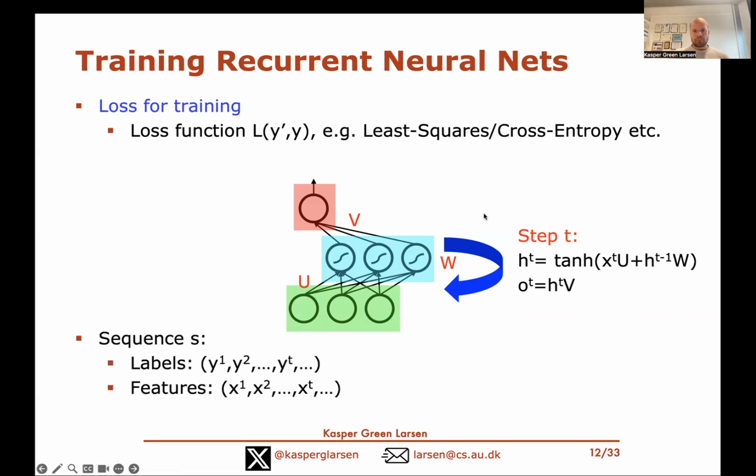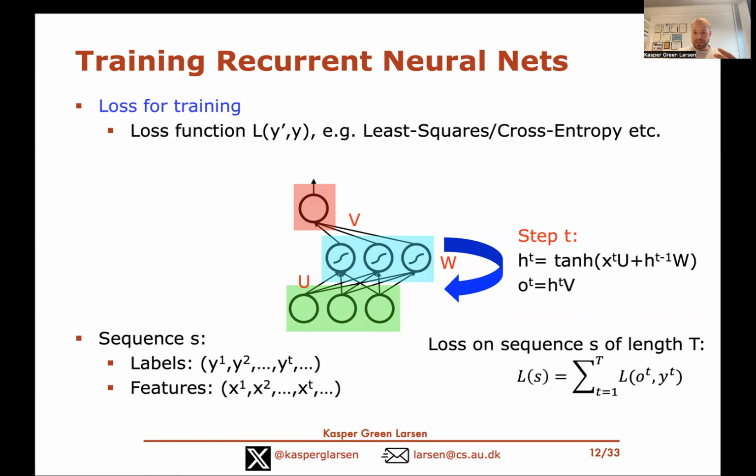Now if I pass a sequence through this recurrent neural net, I do a step for every single step in the sequence. The sequence has labels Y1, Y2, up to YT, and so forth, and features X1, X2, and so on. Then the loss we incur from processing this sequence, say of length capital T, is just the sum over all the outputs that we produce. Every single step produces an output. We take the output OT, the output of this recurrent neural net on step T, and we apply the loss to this prediction and the true label in step T.